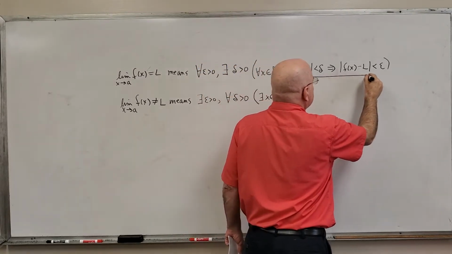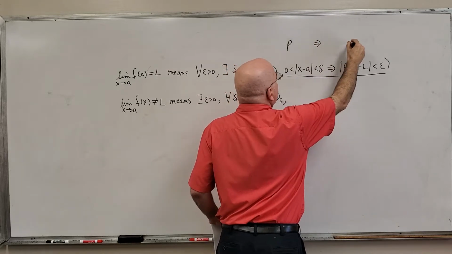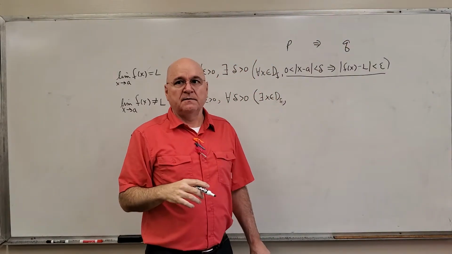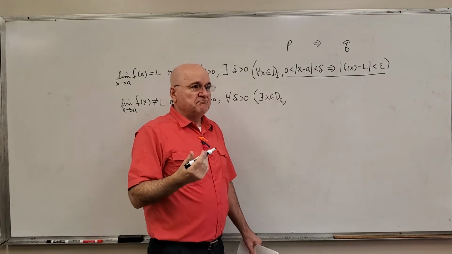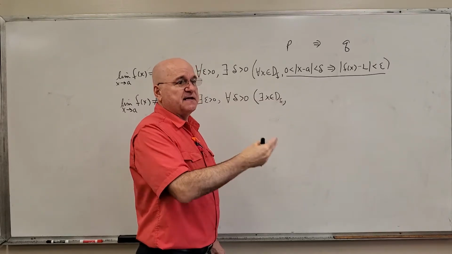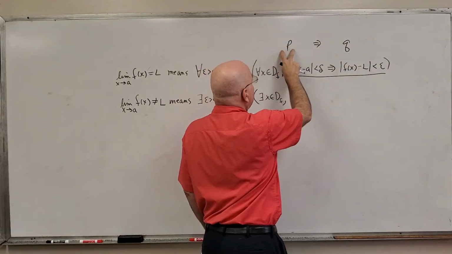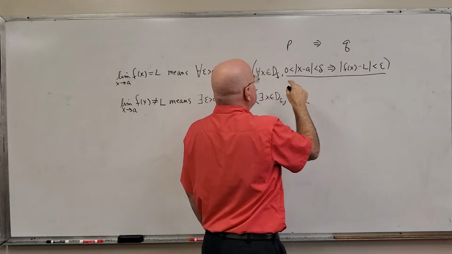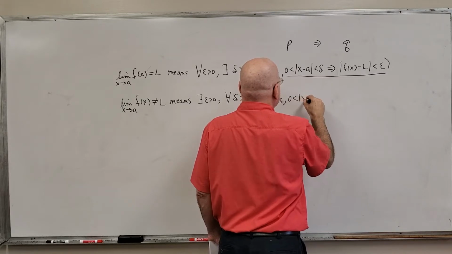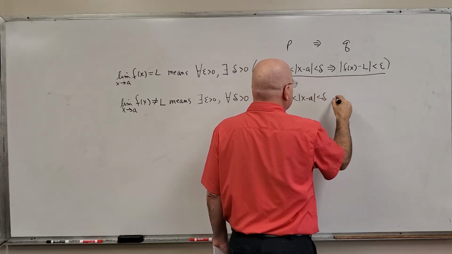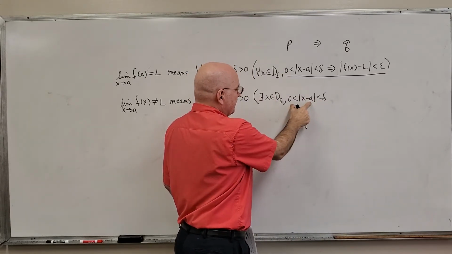Now somebody negate this statement for me. It's an implication. It's like P implies Q. How do you negate an implication? When is an implication false? First one is true, and the second one is false. Because the implication says if this is true, then this is true. When is it false? You find a case where this is true, but that's false. So all we have to say is that this part is true, and this part is false. So 0 less than the absolute value of x minus a less than delta, just leave it exactly the same.